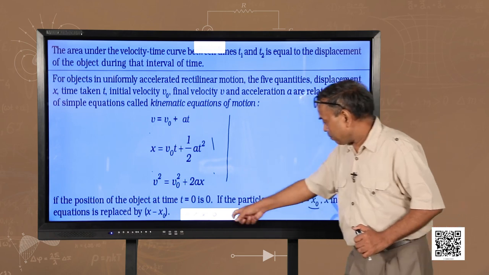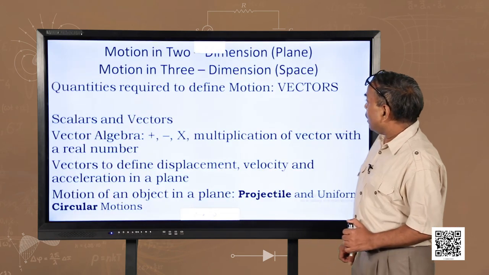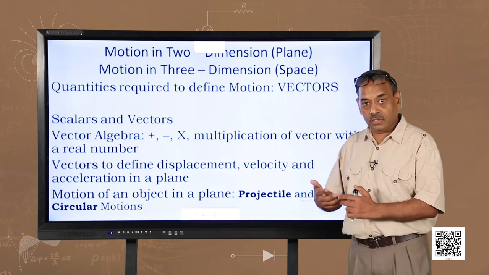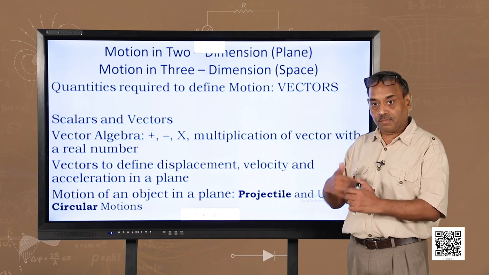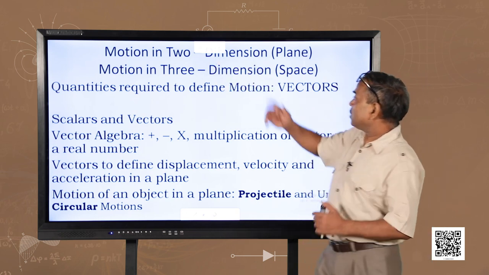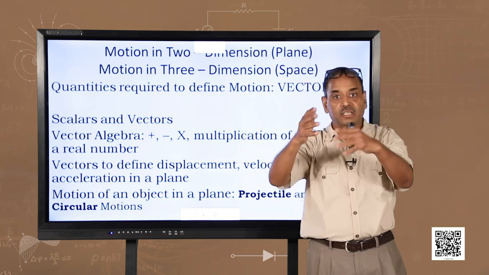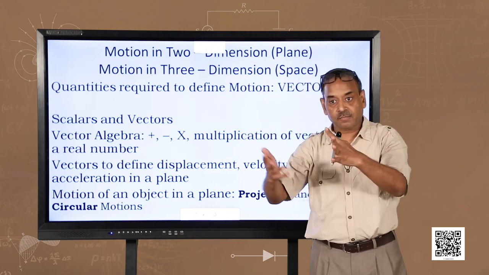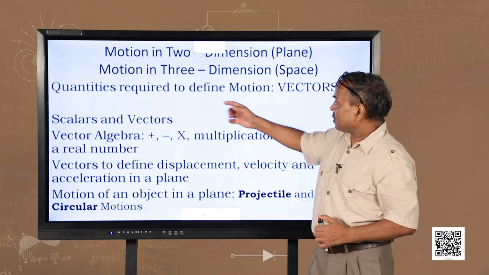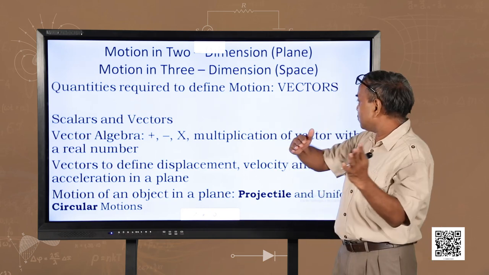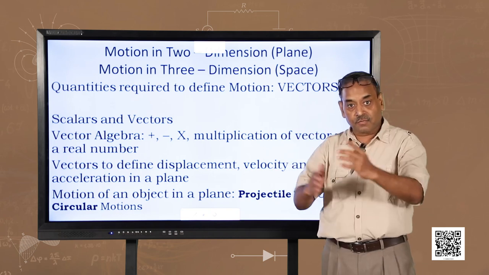So, let us go for this. How do we study motion in a plane? Motion in two dimensions is motion in a plane. Motion in three dimensions, in all those directions, is motion in space. Now in this case, you have to define things through different directions.